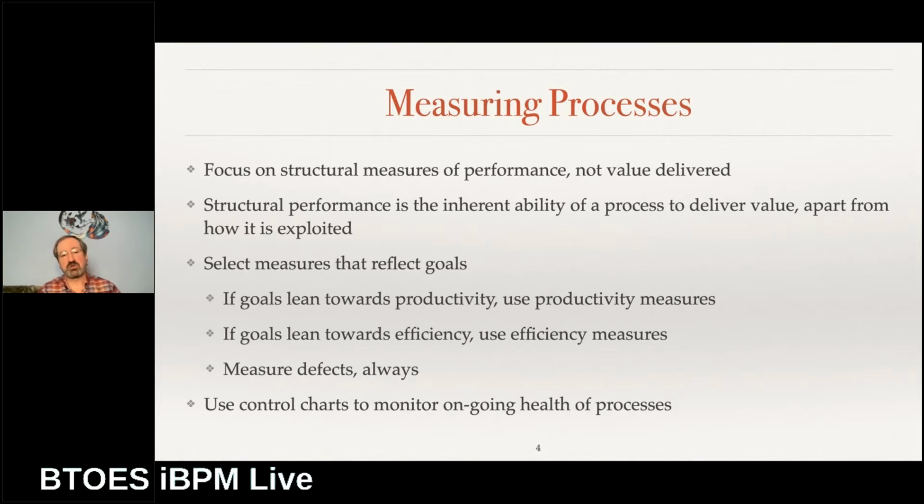We want to focus on structural measures of the process, not the value delivered, because the value delivered is dependent upon business activity. You can have a high-performing process that is not currently active because there's no business and it's not delivering any value at that point, but it still can perform well. So we're talking potential performance, the performance of the structure itself. It's an inherent ability of a process to deliver value, depending on how it's exploited. And the word exploited is from Chris Potts. He says that you have these assets and resources and processes, and if you don't exploit them, you don't gain anything from them. So that's the word I use.